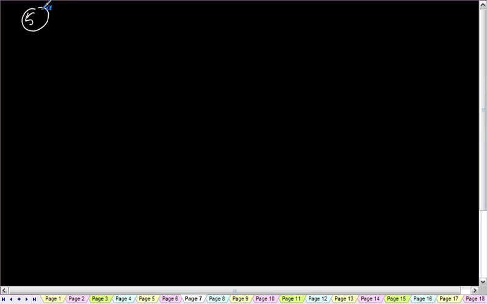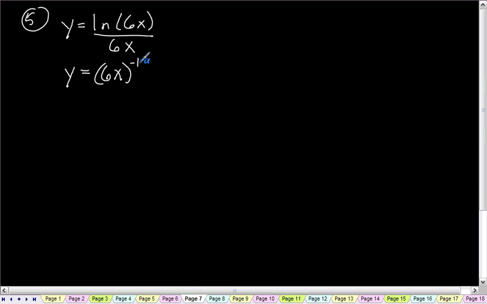Number 5 is y is equal to ln of 6x over 6x. A lot of these problems is just the algebra, because the actual derivative portion of it is relatively straightforward. This is also a chain rule. What I did was I rearranged it a little bit. I don't like denominators, so I'm going to put this up here and raise that to the -1 power.